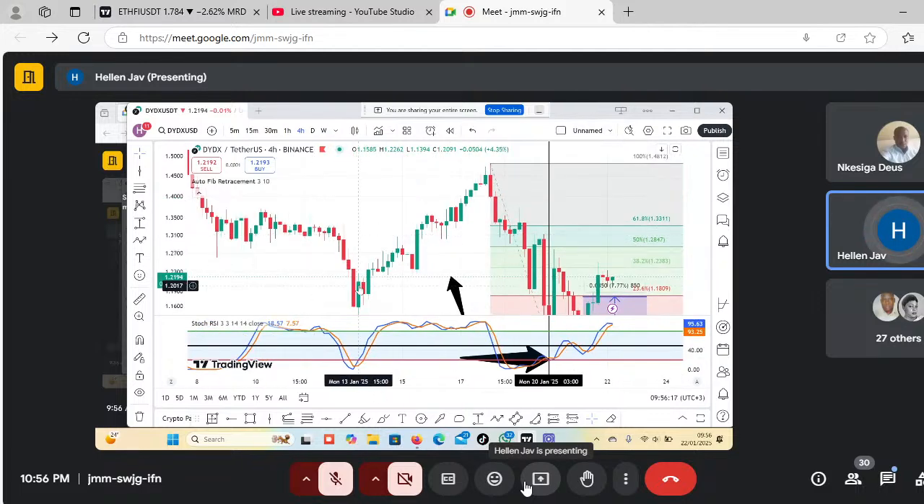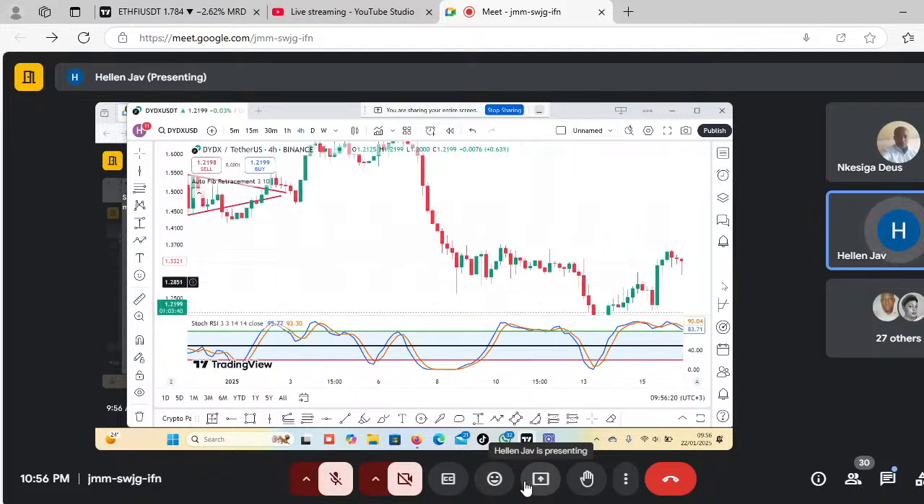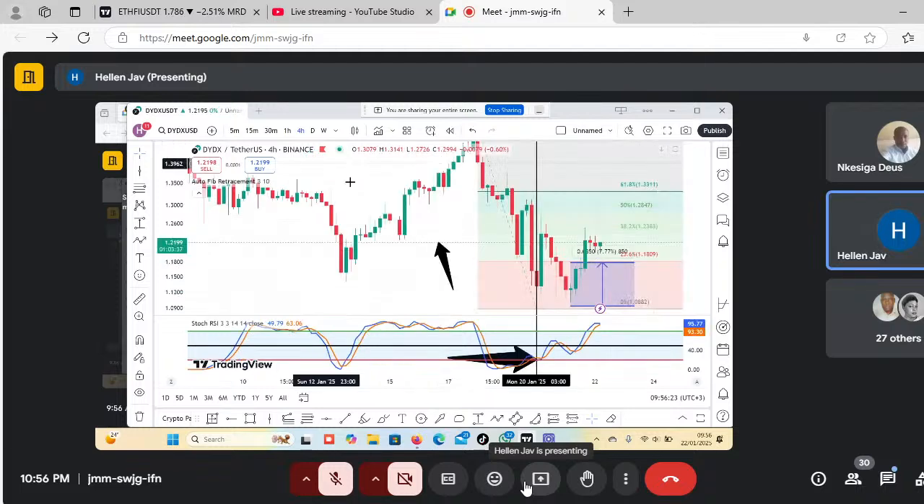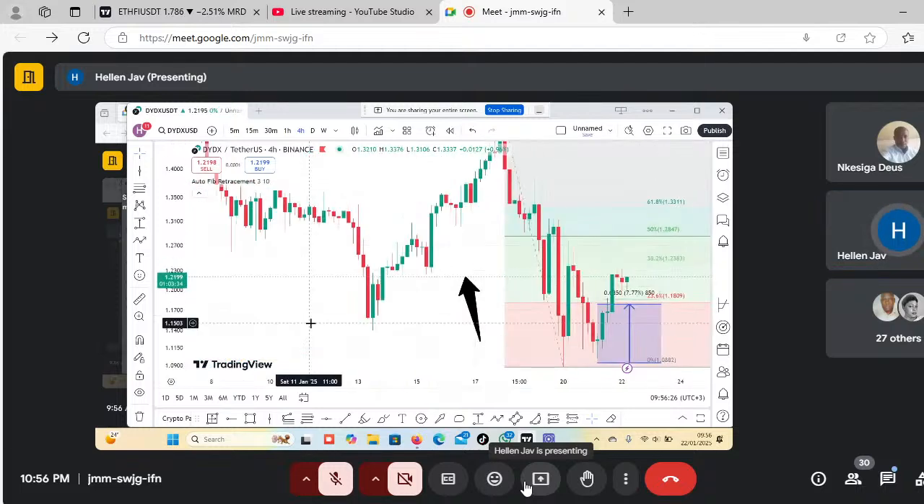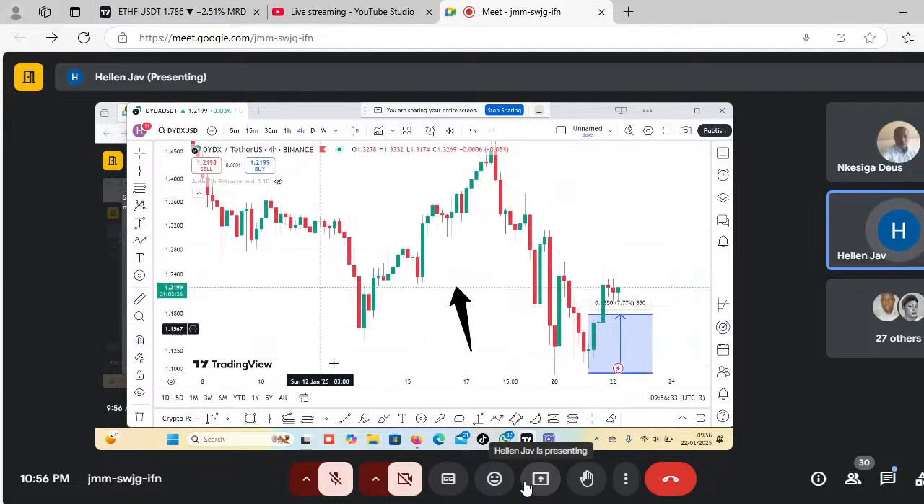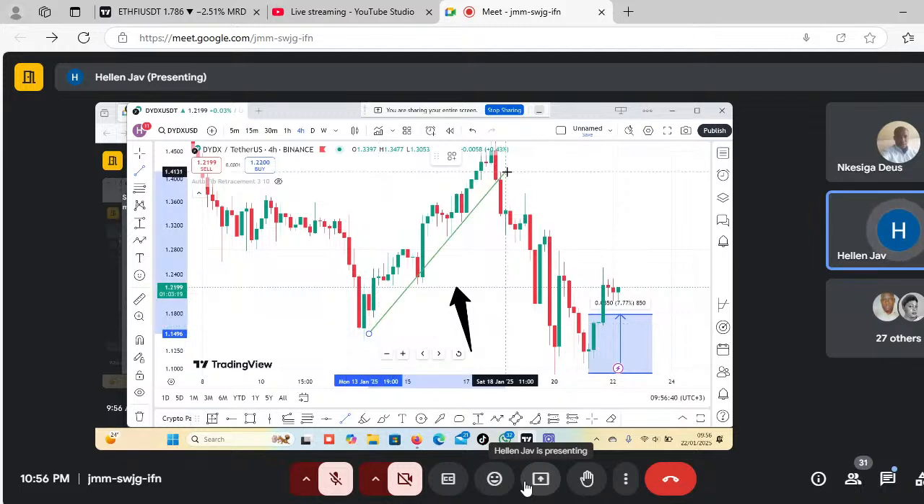Let me try to do this for us to be able to understand it. Let me first remove this stochastic RSI, and let me put this fib on. Seeing this trend we are having here, from here up to here, I'm going to take it to a lower time frame, and then you're going to see what you're going to be seeing.